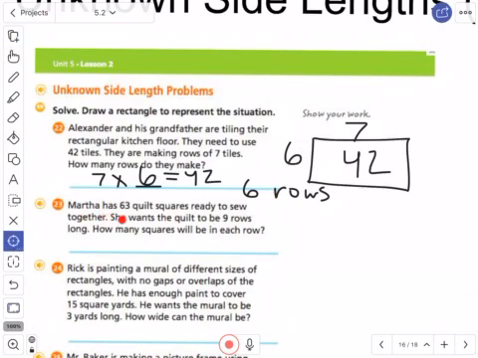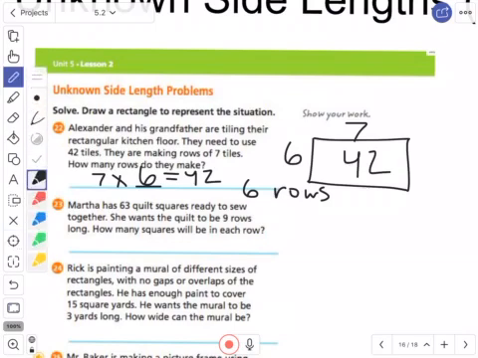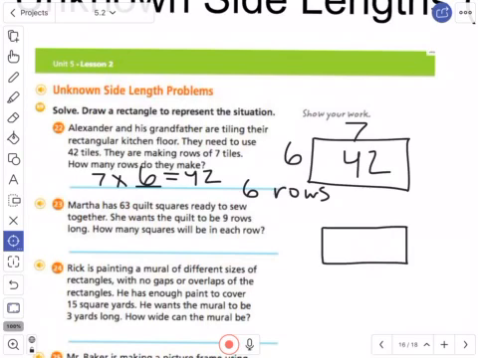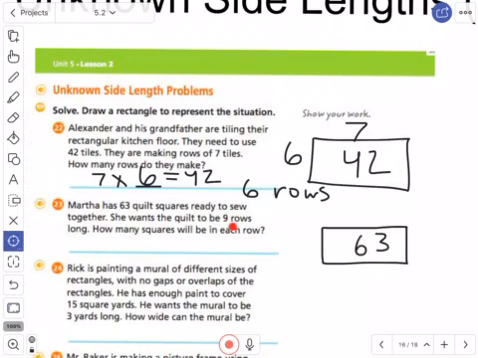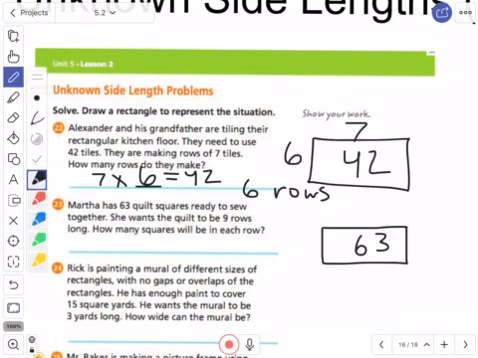Okay, now I'm going to read 23. Martha has 63 quilt squares ready to sew together. She wants the quilt to be 9 rows long. How many squares will be in each row? Well, you know what? It's talking about rows. It's area. It's multiplication division again. So I'm going to do my rectangle here again. My area, my total, it says it right there. She has 63 quilt squares ready to sew together. Okay, so that's going to be my 63. She wants this quilt to be 9 rows long. So she's going to have 9 rows.